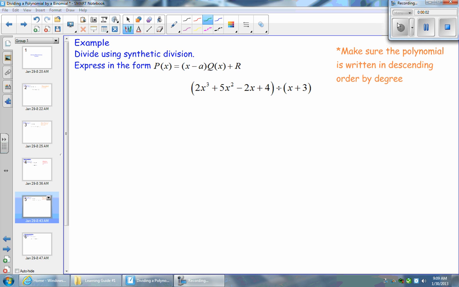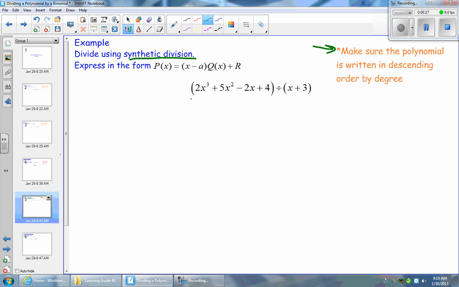In this lesson, I'm going to teach you how to divide a polynomial by a binomial using synthetic division. Now, synthetic division is a little more efficient than long division. It also doesn't contend with all those variables that you have in long division. So let's get started. The first step, just like in long division, is to make sure the polynomial is written in descending order by degree.